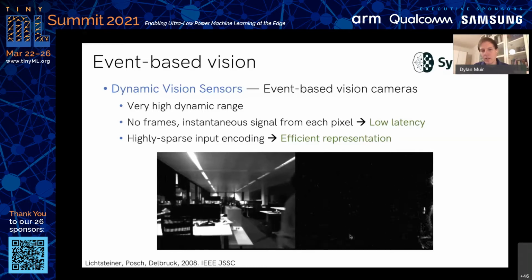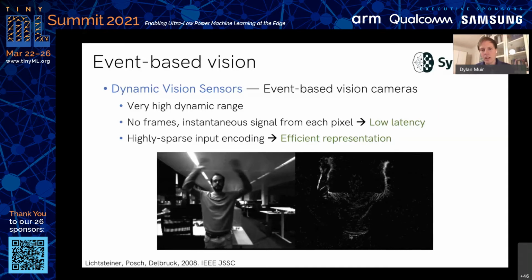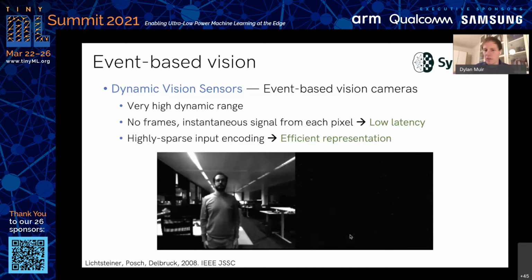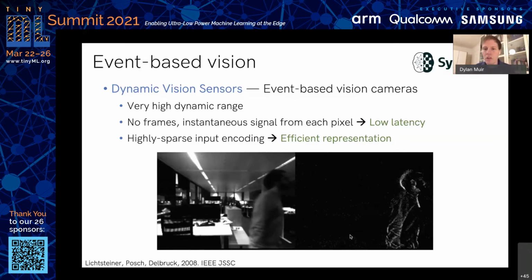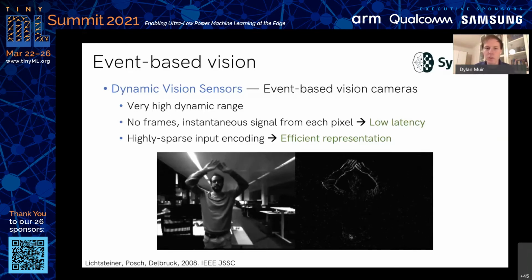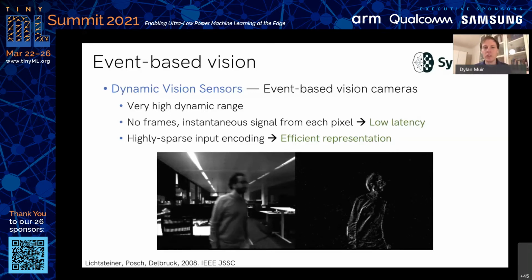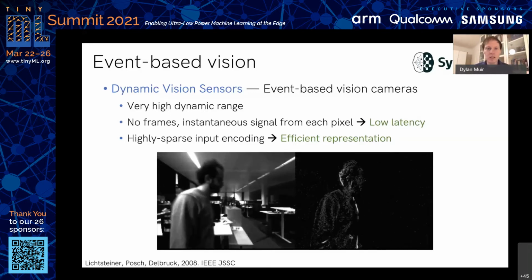So you can see here in the animation, comparing the standard intensity imager and the simultaneously recorded event stream. When there's no motion, there's an extremely low event rate. So it's a very efficient encoding. So the question is, how can one make computational use of this efficient representation?